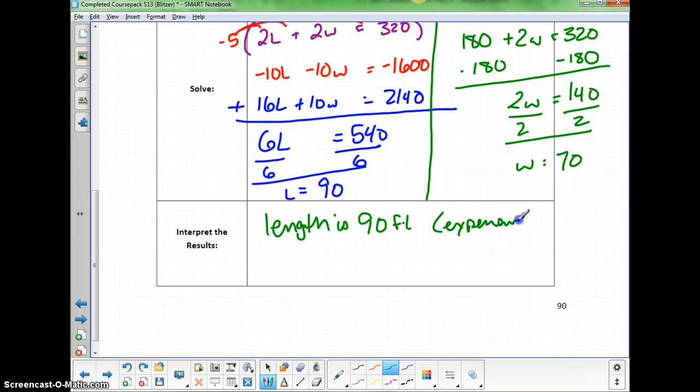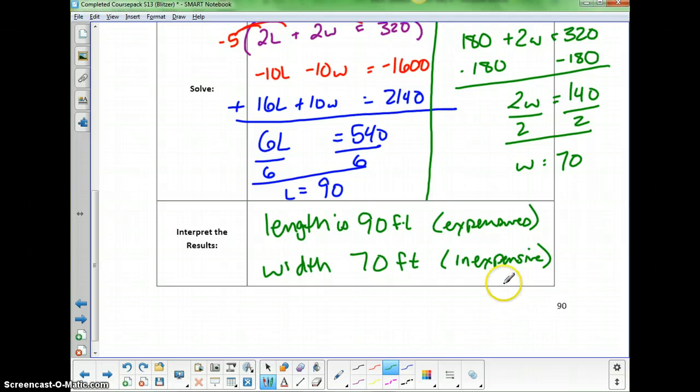Maybe it's a barbed wire on that side, I don't know. And the width is 70 feet, and that was the inexpensive side. And we've got our answers. Let's go ahead and look at the next problem then.